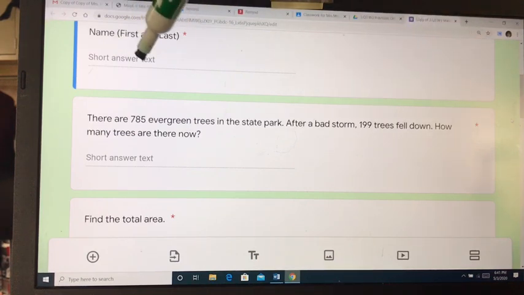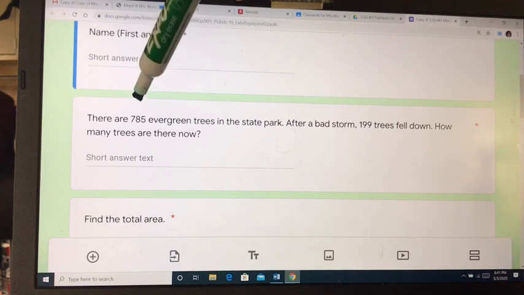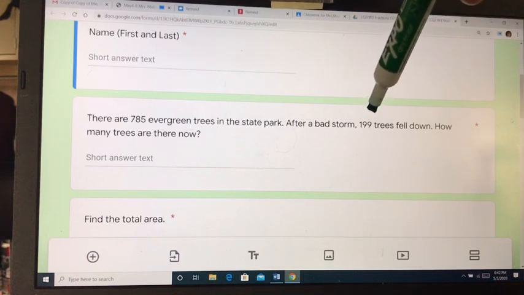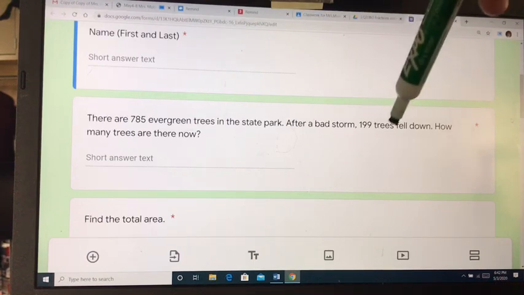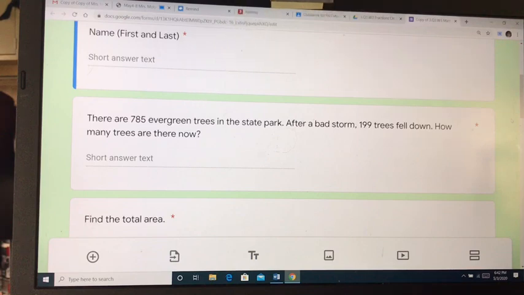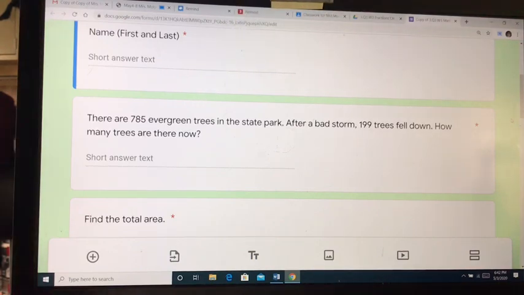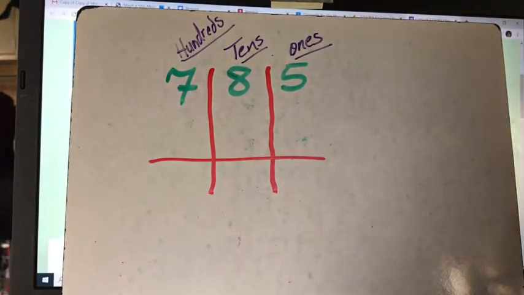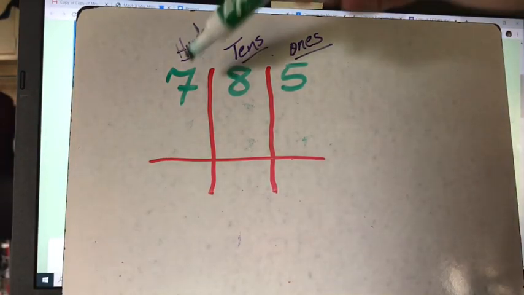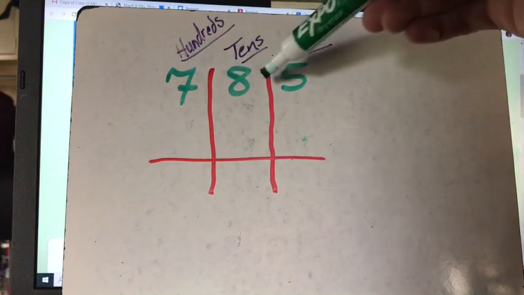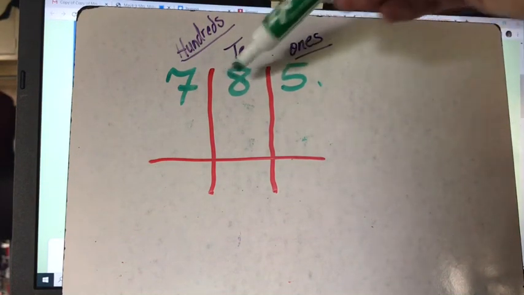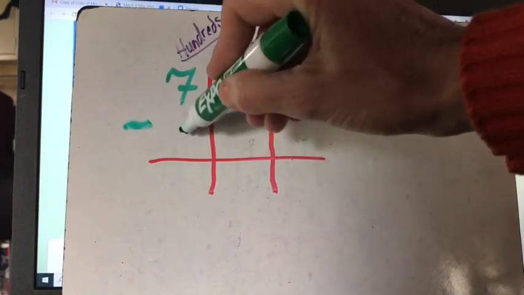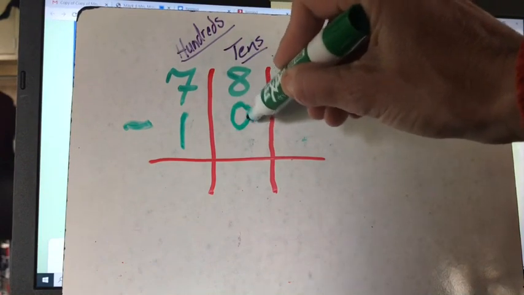So I go back and look at the problem again. We start off with 785 evergreen trees. And after the bad storm, 199 fell down. So how many trees are there now? If they fall down, we're going to get rid of them or minus them. So I set up my problem. I have 700, 7 in the hundreds place, 85, 8 tens, 5 ones, and I'm going to minus 199 of the trees.